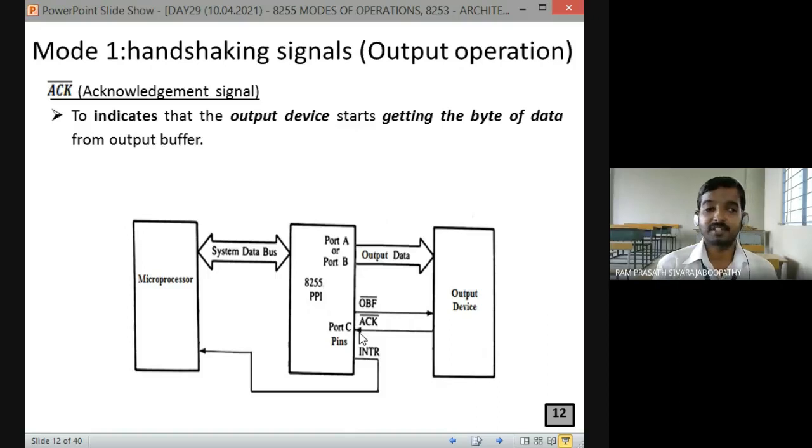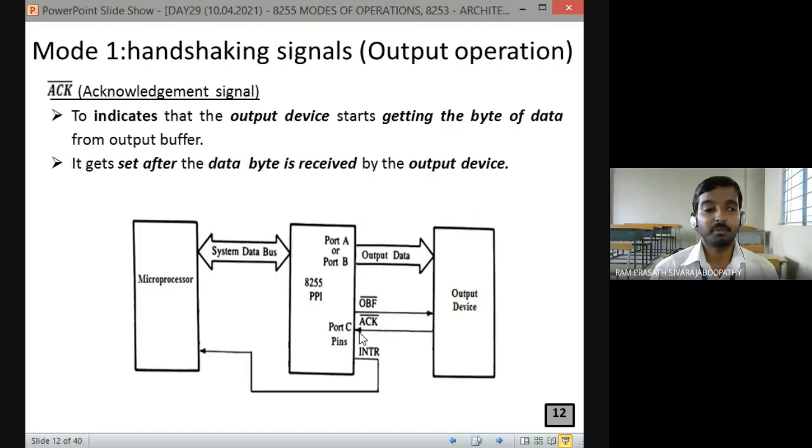First microprocessor is sending data to 8255. 8255 is sending OBF signal to output device. So output device is going to receive the output data. Fine. In turn, it is sending acknowledgement signal. Fine. Clear? So output device data vaangi mudichadhukku appuram en 8255 enna panna? It has to interrupt the microprocessor to tell the data you have written has reached the output device. Correct?